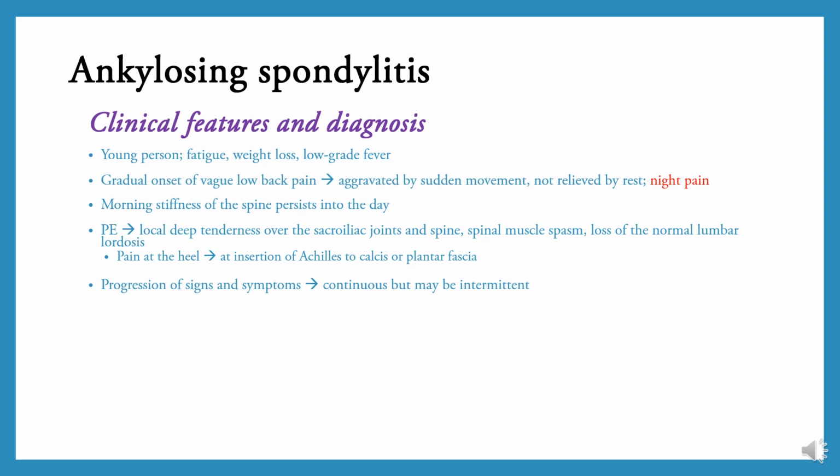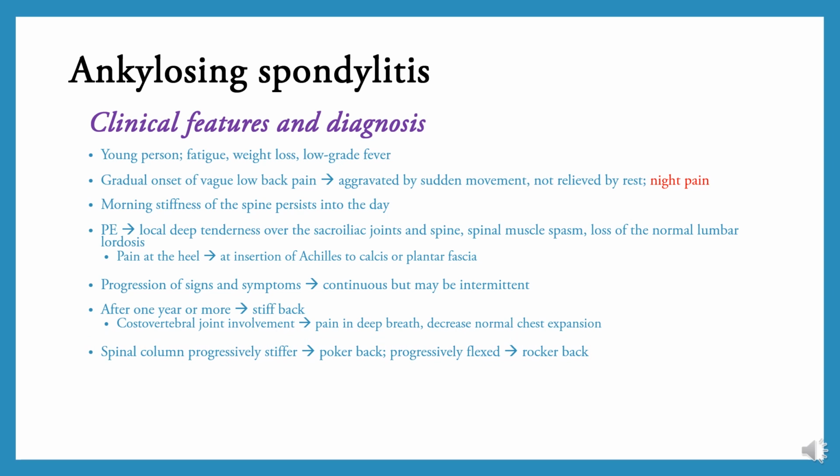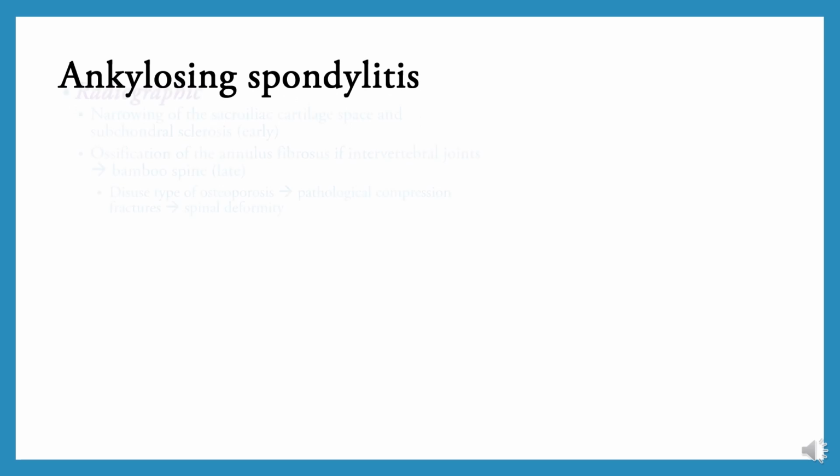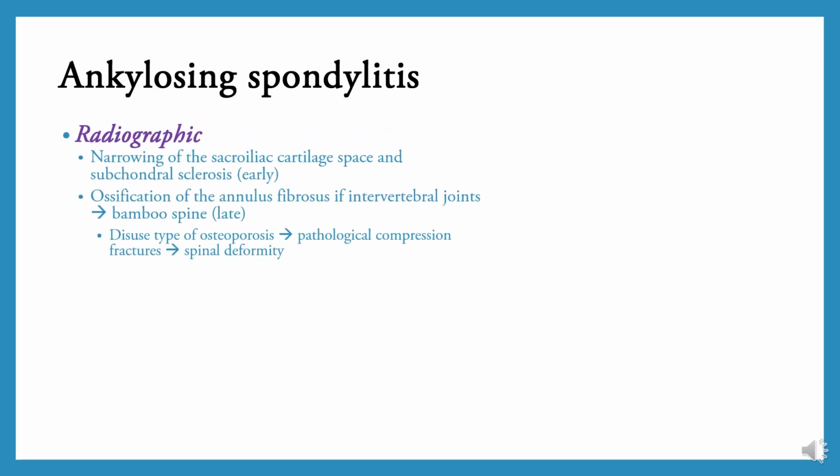Progression of signs and symptoms could be continuous but may be intermittent. After 1 year, there will be a stiff back. The spinal column becomes progressively stiffer, with pathological fracture and difficulty looking straight ahead. It may become arrested but more commonly shows relentless progression. Radiographically, we could see narrowing of the sacroiliac cartilage space and subchondral sclerosis, and ossification of the annulus fibrosus of the intervertebral joints. We can see bamboo spine in late stages.